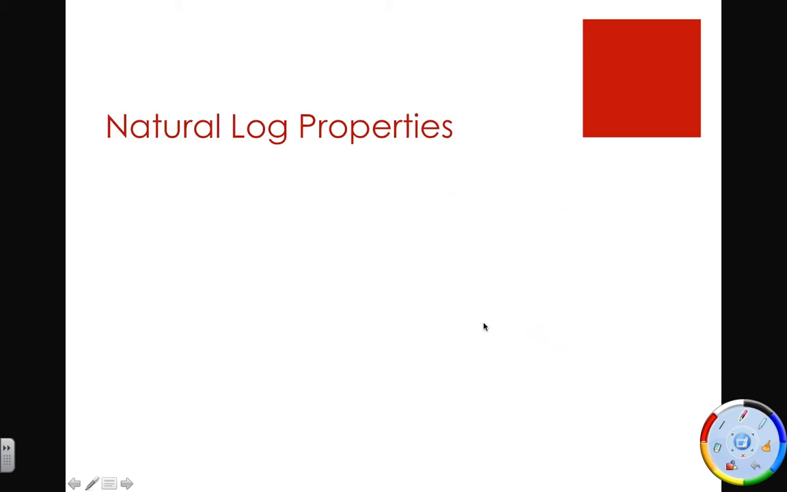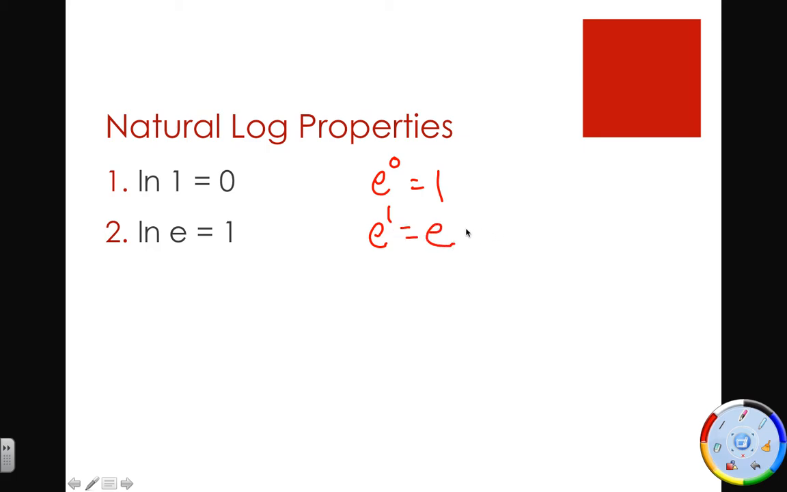Now, the natural log has the same properties, only now we get to deal with the letter e again. So the natural log properties, first one, same as normal. ln of 1 is equal to 0 because e to the 0 power is equal to 1, right? Because this is base e. ln of e is equal to 1 because e to the first power is e. So you'll notice these properties are the same as the other properties. They're just rewritten using the natural log.